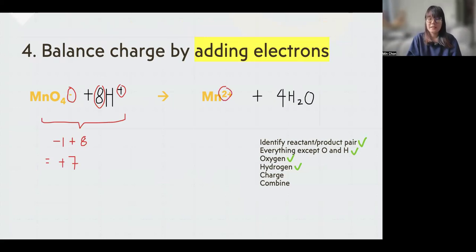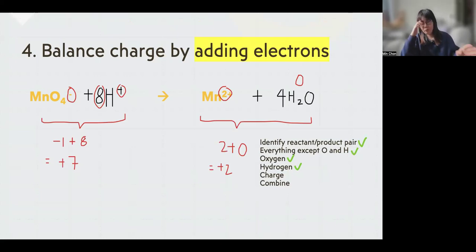On the product side is 2+, and H2O actually has no charge. There's no charge on the compound here, right? So you add up together, it's just +2. So from +7 to +2, you have to add electrons to make them balance. Because electrons hold negative charge, we will add 5 electrons at the MnO4- side to make it +2 in the end. So now the charge is balanced.